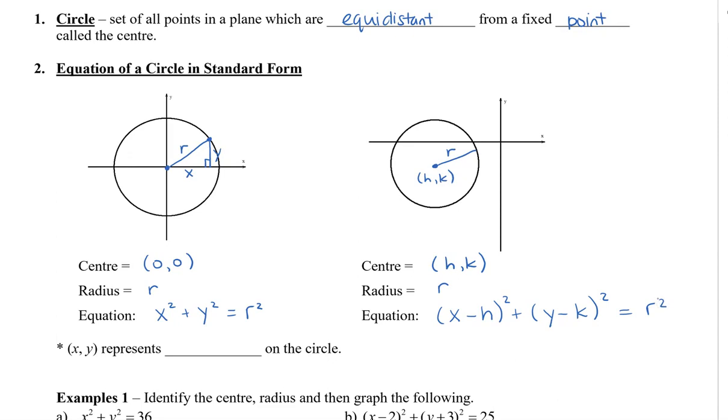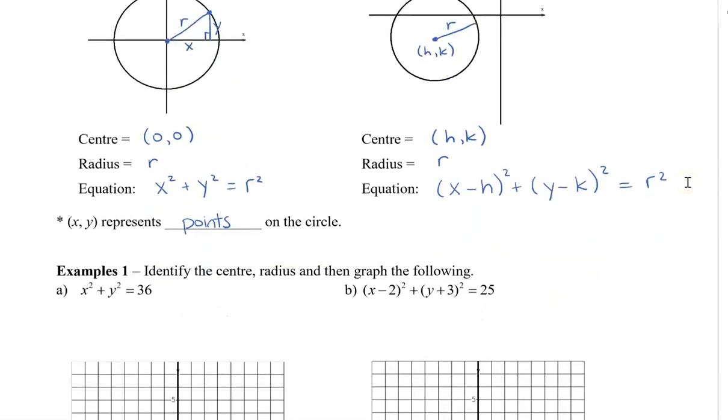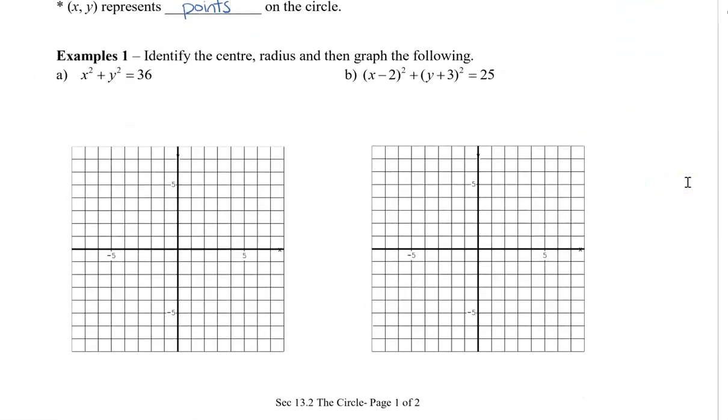So the h and k stand for the translation horizontally and vertically compared to where it was before at the center of 0, 0. (x, y) on the circle represents all the points on the circle. So no matter what point you choose, it will always be (x, y) and it will satisfy this equation. So let's take a look at a couple of examples of how to draw the circle given the equation.